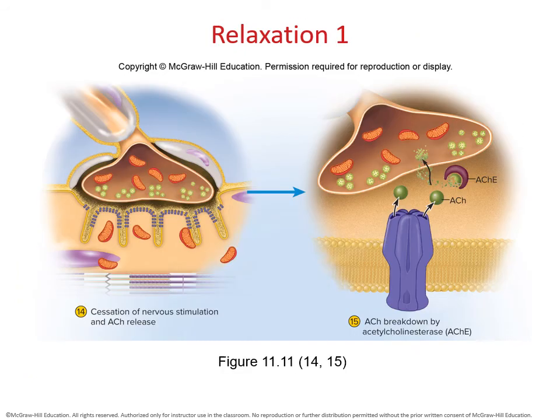The last step is going to be, of course, relaxation. So once the muscle's job is done, we need to relax and go back to its resting length. So what we see happening is that the nerve stimulation will stop. The nerve signal will no longer come down the axon. We will no longer release acetylcholine.